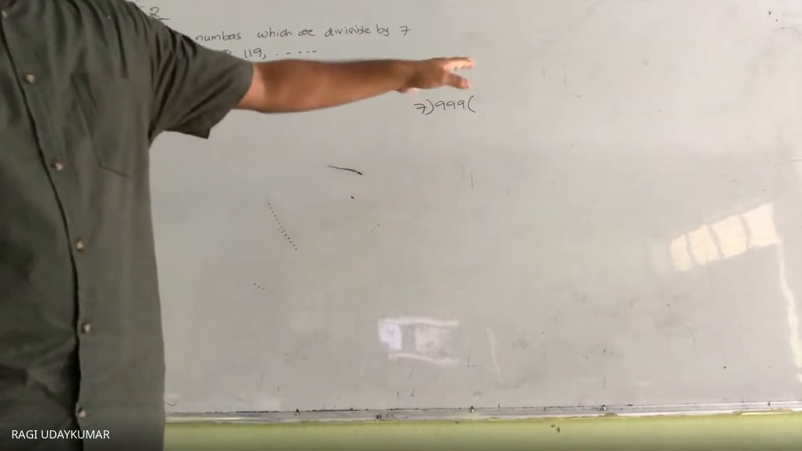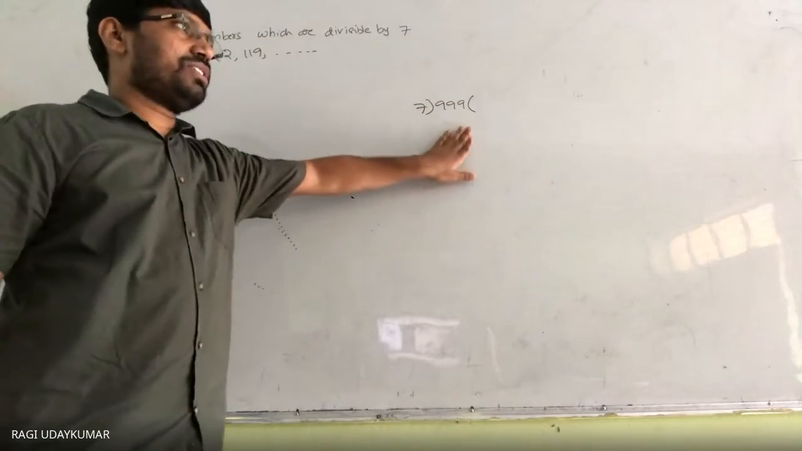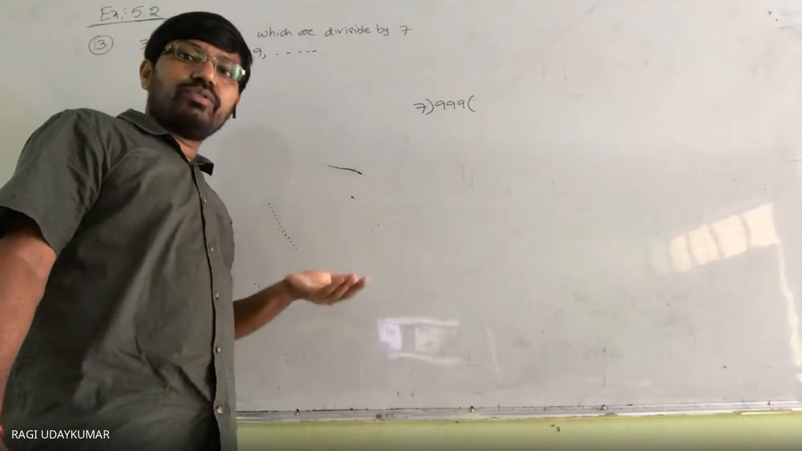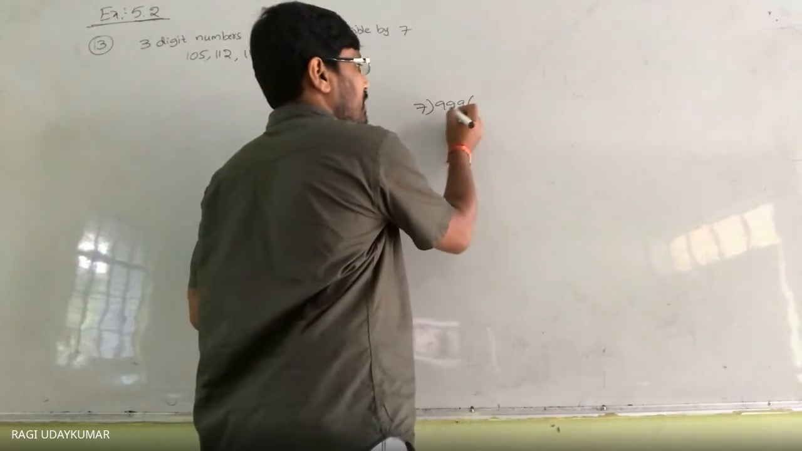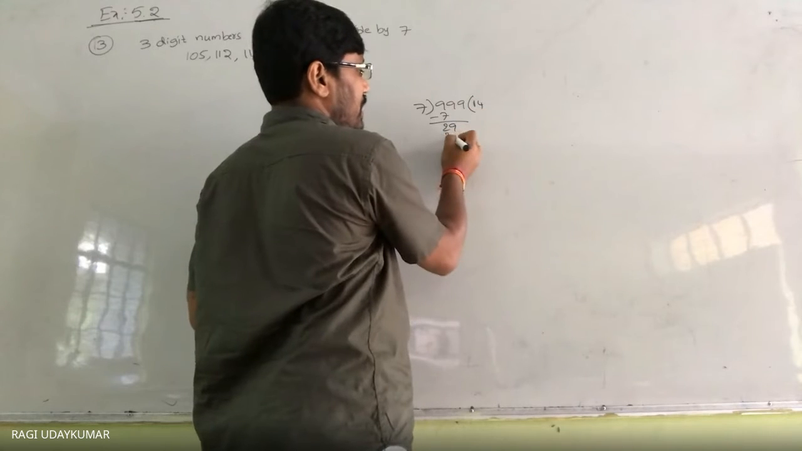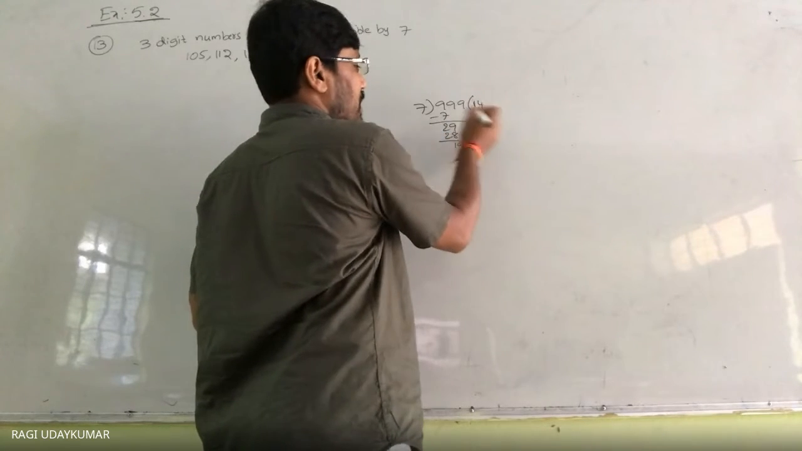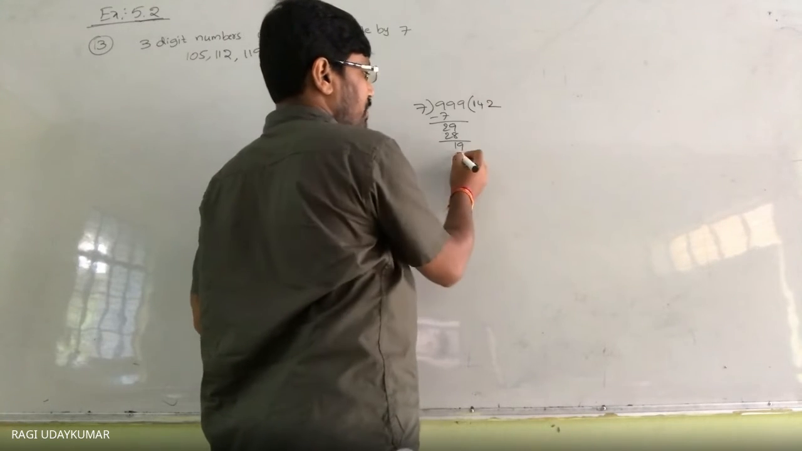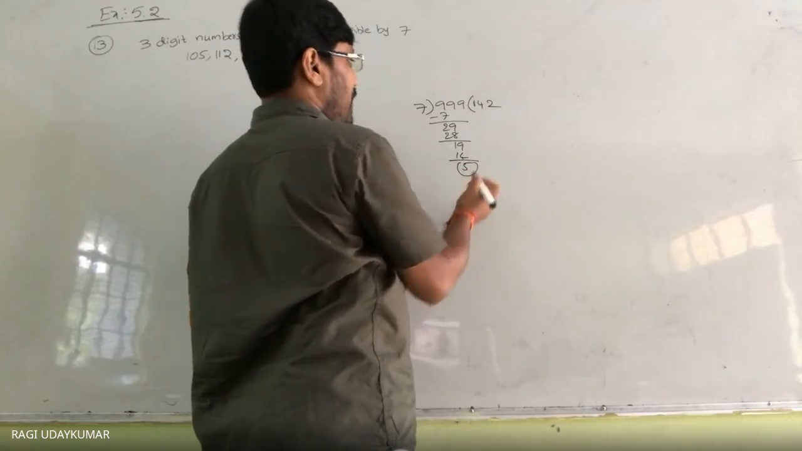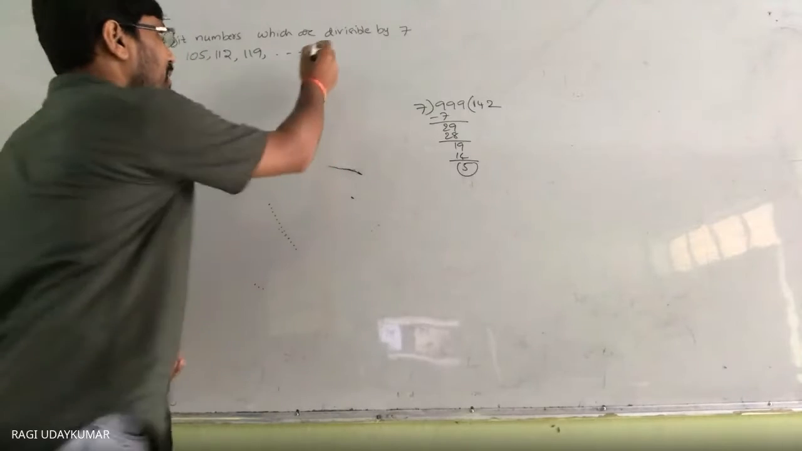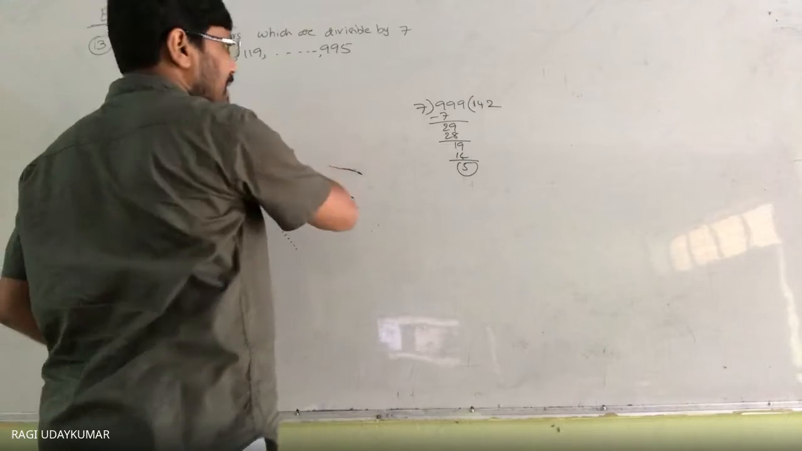Whenever you are taking the last, greatest 3-digit number, it is 999. Divide that by 7. 7 once 7, then 29, 7 4s are 28, we get 19. Again, 7 2s are 14, so we get the remainder 5. Subtract 5 from 999, we get 994.